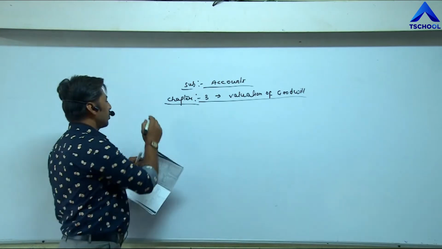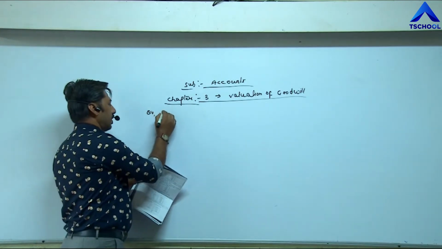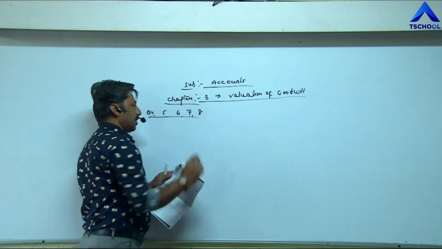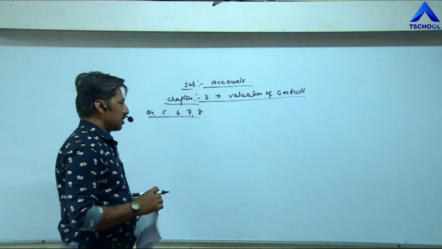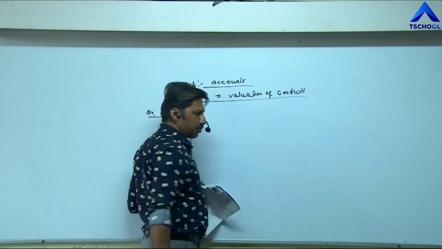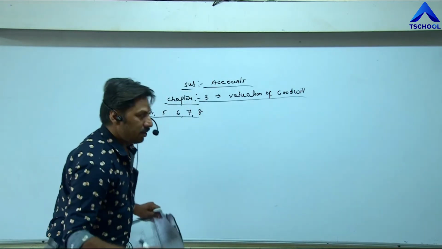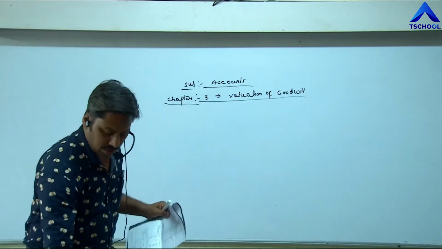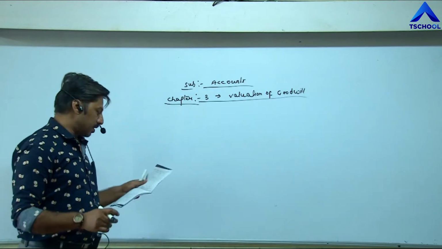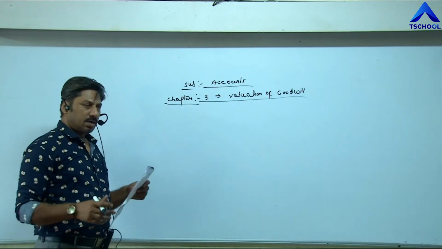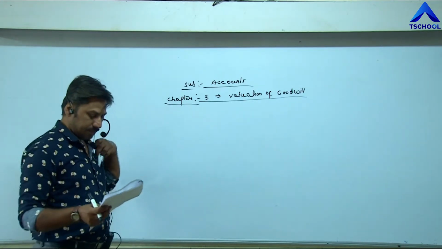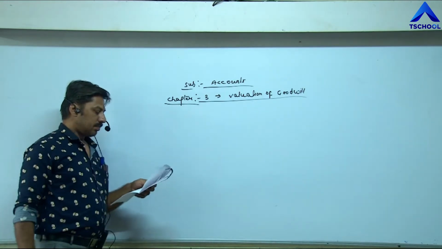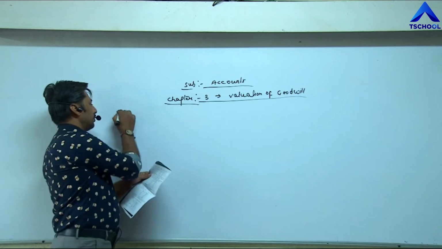So far we have done question number 4, 5, 6, 7, 8. Means we have completed 3 methods. First one is average profit method, second weighted average profit method, and third one is super profit method. In super profit method we have completed one question, question number 8. Now question number 9. Question number 9 is also of super profit method.